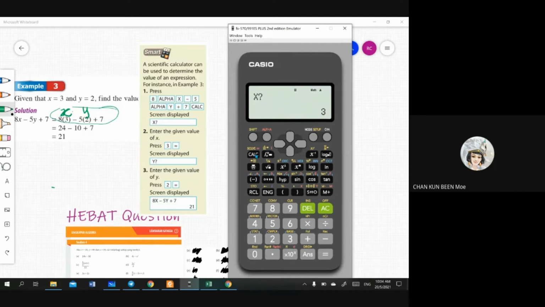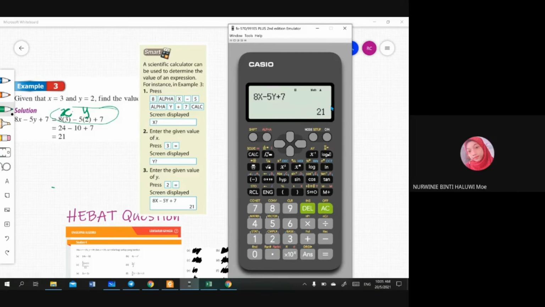Okay, so what you can do is press the calculation button here. Press calculation. It is going to ask you what is the value of x. This one is already shown as 3, so we just need to press 3, the same thing, and then press equal. So what is the value of y? The value of y is 2. So you press 2, and then you press equal. So you will get 21. Do you get 21?